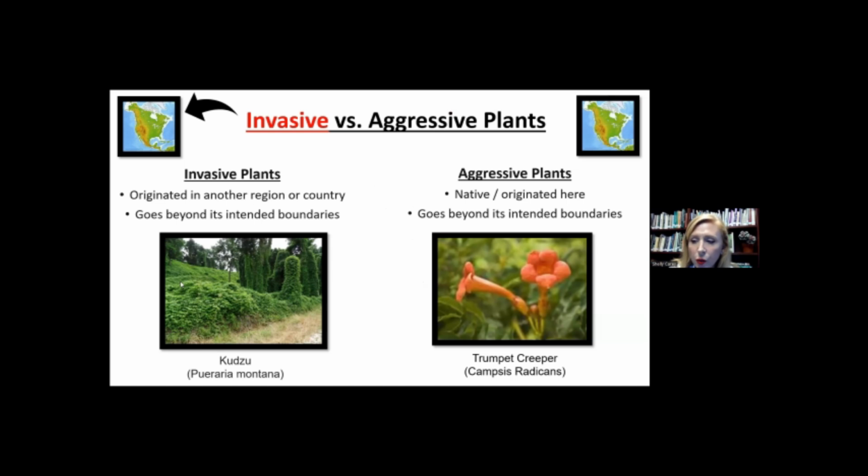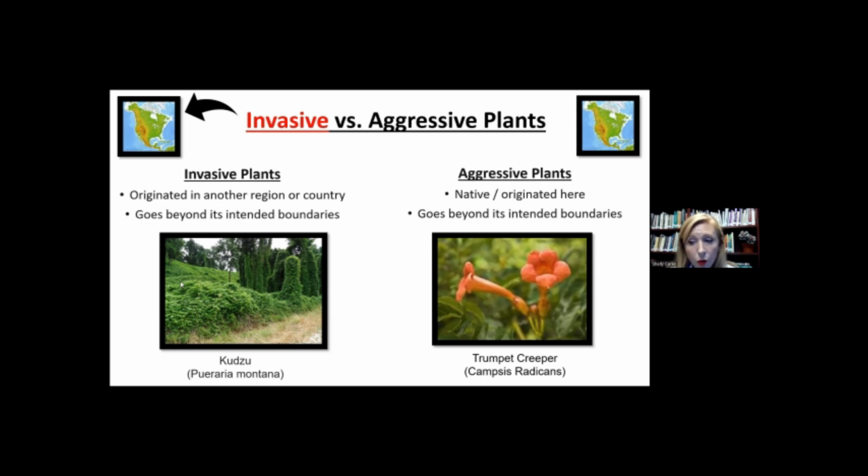So it's important to note the difference here between invasive plants and aggressive plants. Both of these plants are prolific, both go beyond their intended boundaries. While an invasive plant like kudzu is definitely an aggressive plant, a native plant should never technically be called invasive. Aggressive plants could also be called opportunistic or prolific. A native plant here on the right could be called aggressive, like native trumpet creeper, but never invasive.